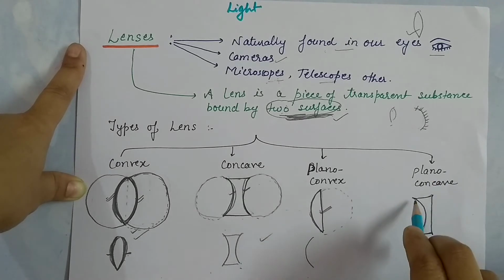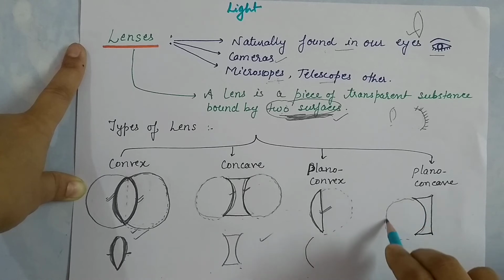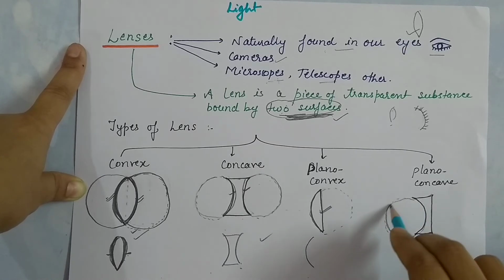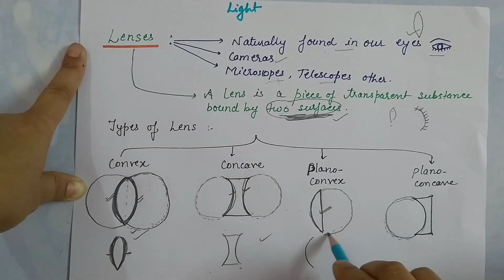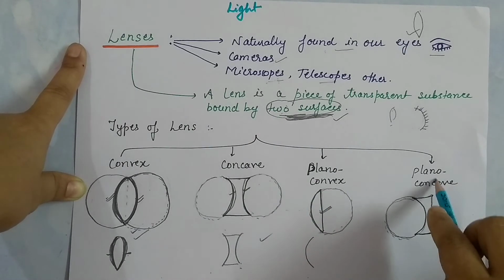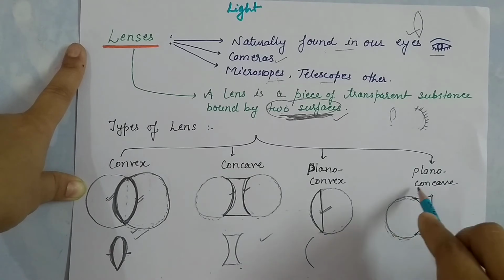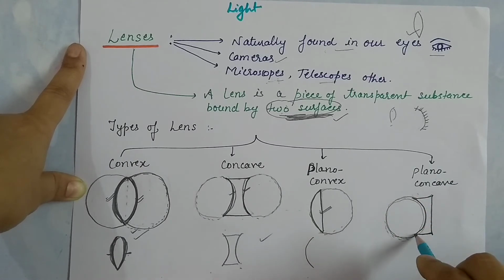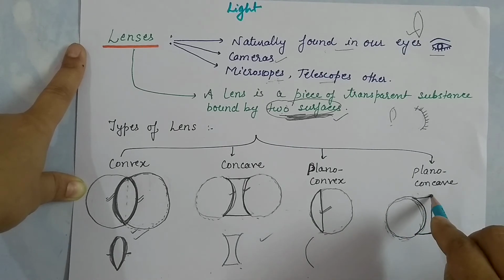Plano-concave is the same: it is also made up of one sphere. Just as plano-convex is made up of one sphere, plano-concave is also made up of one sphere. This part is your refracting part, meaning it is available for refraction, and the second part is your plane, flattened part.